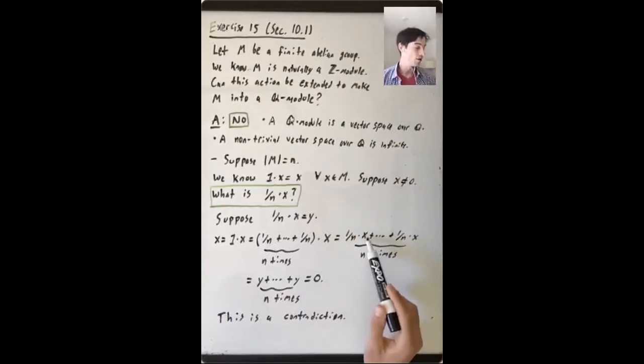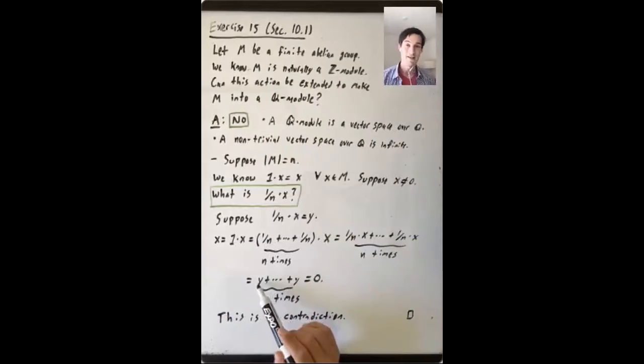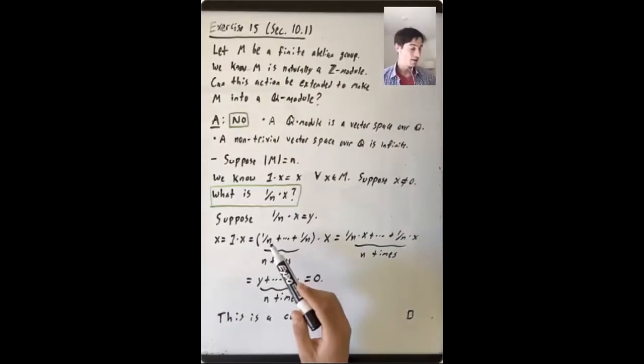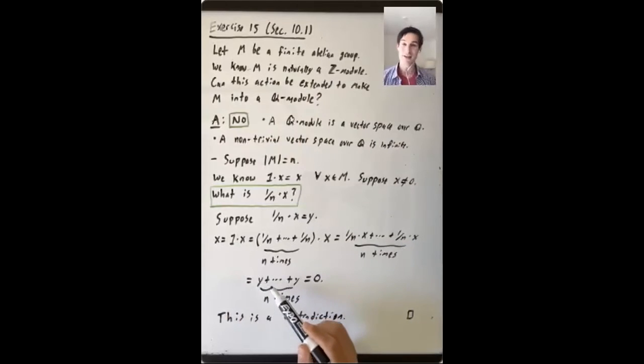But we know what 1 over n dot x is. It's y. So this has to be y plus y plus y, n times. So if M is a Q module, this has to be true, that x has to be equal to y plus y, n times. But if y is an element of a finite abelian group of order n, then when you take y plus y n times, you get 0. n times y is 0 for all elements y in a finite abelian group of order n.